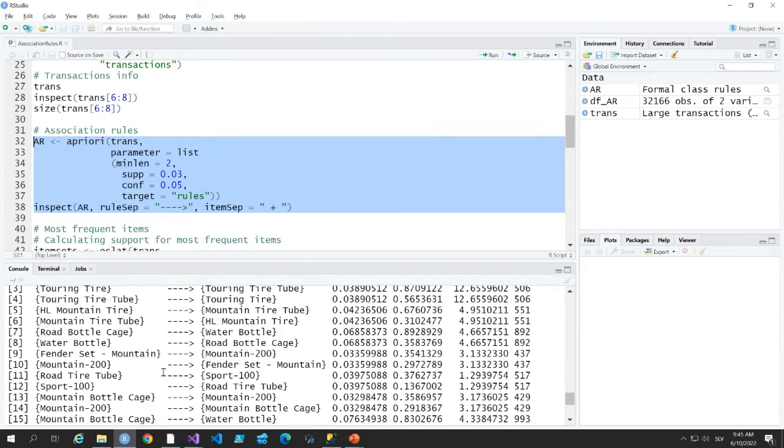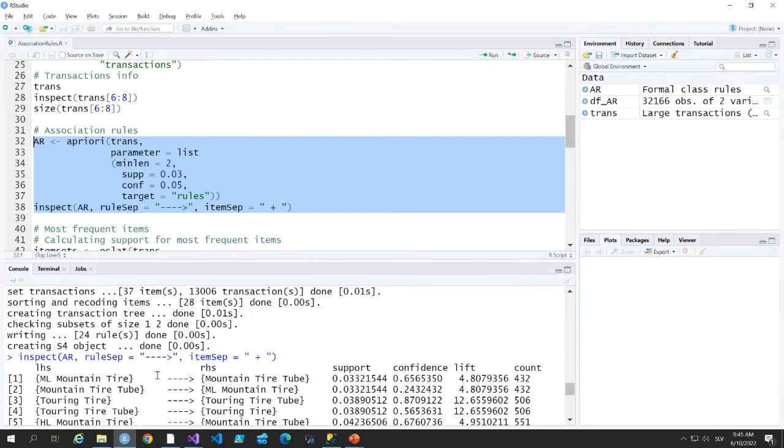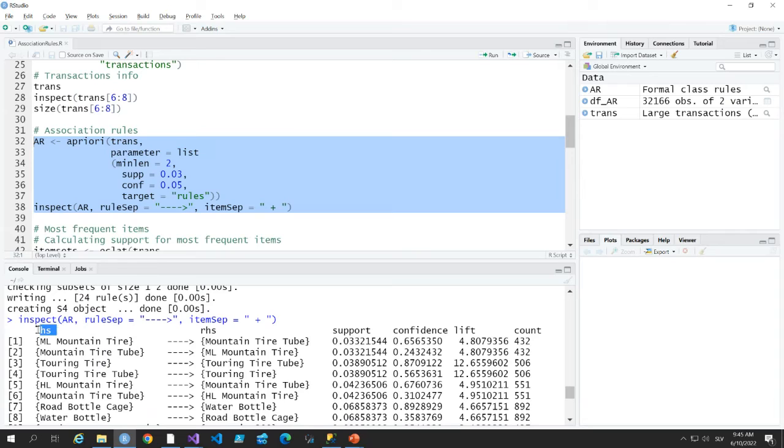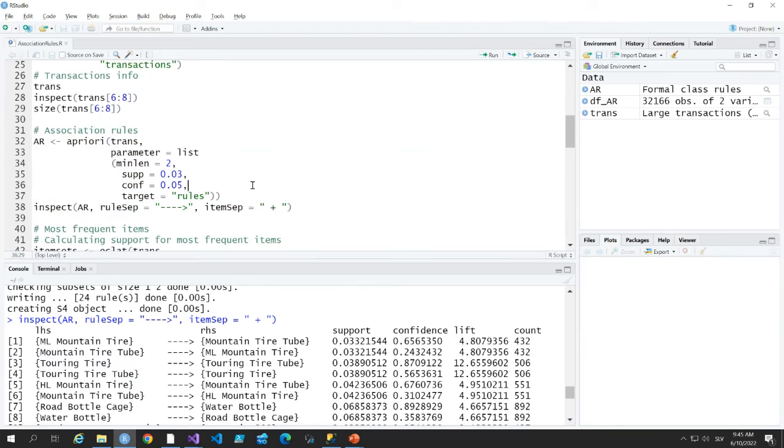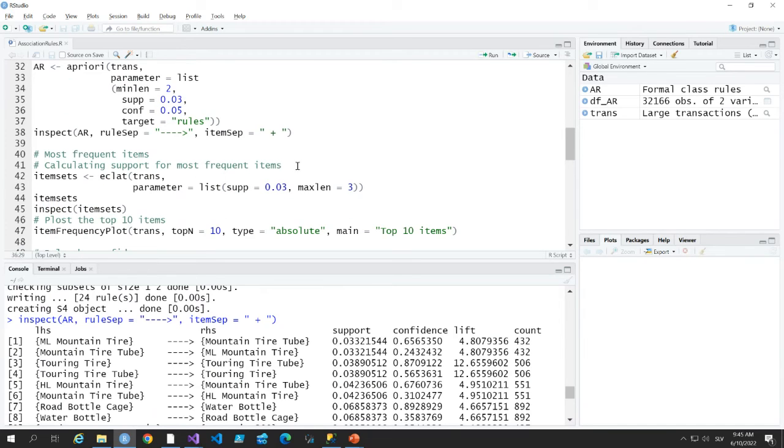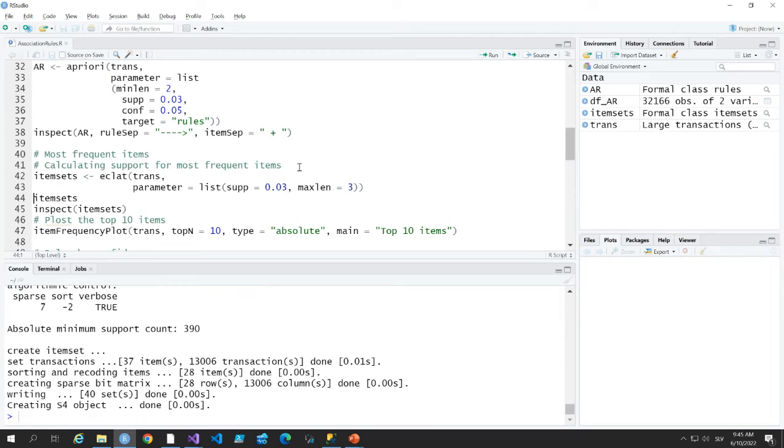So here we have some of the most important rules. Left-hand side, right-hand side, and of course we have these very known products, same results as from T-SQL. For example, this one, Touring tire tube, has really great lift. We have support, we have confidence, and we have lift and support as an absolute number.